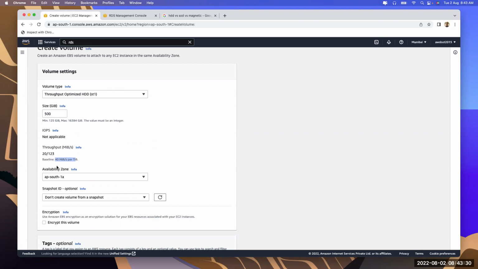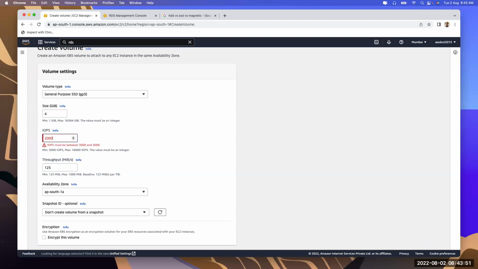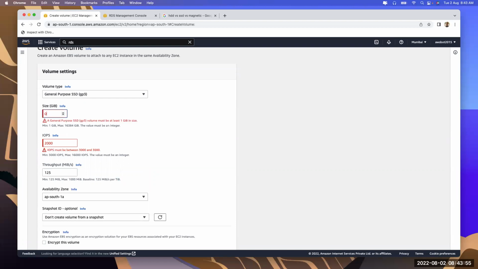On the contrary, 40 Mbps. This one was only 12 Mbps. GP3 actually is 125 Mbps for each terabyte. It is so fast. Here, the ratio is actually, have a look at it yourself. If I go for 4, I can have up to 2000. Or let's make it, let's say, 5.